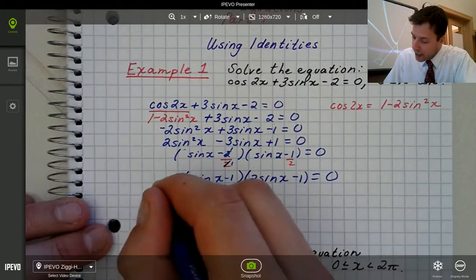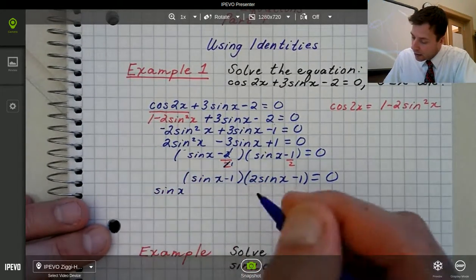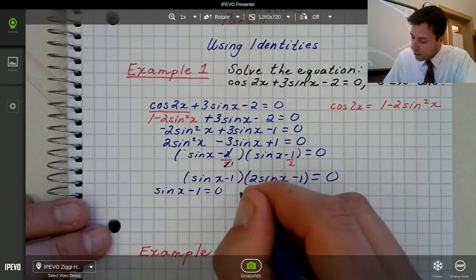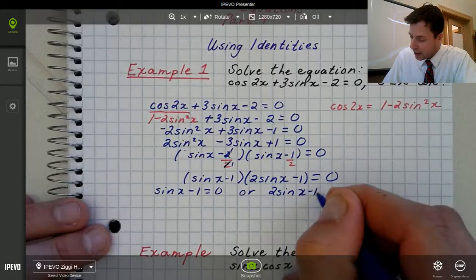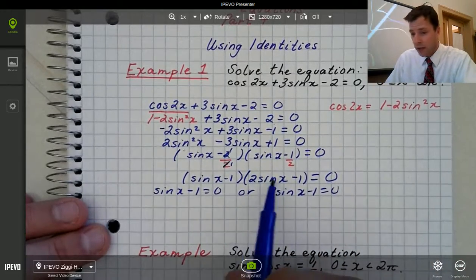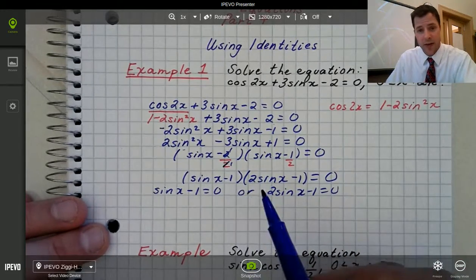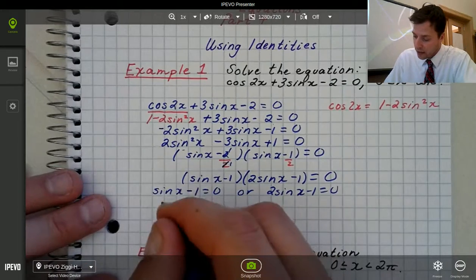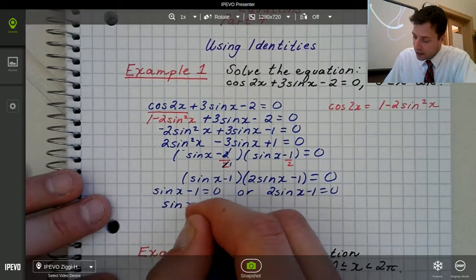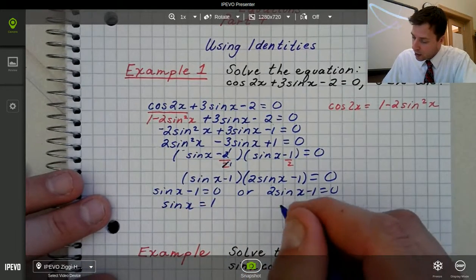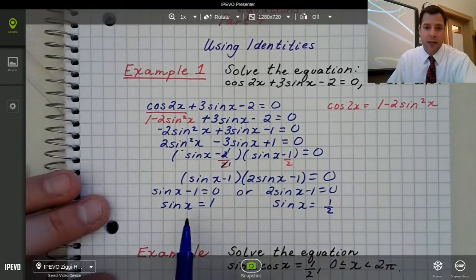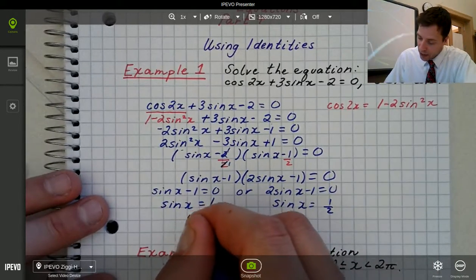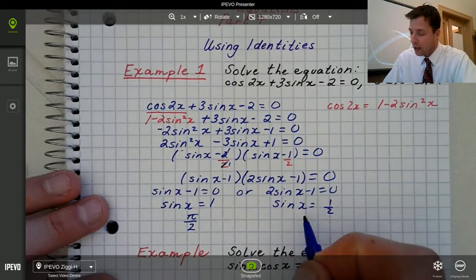So what we have now is sine of x minus 1 equals 0, or 2 sine of x minus 1 equals 0, because when you multiply 2 numbers together and their product is 0, one of them has to be 0. So where does sine of x equal 1, or where does sine of x equal 1/2? So what angle gives me a sine of 1? That's pi over 2. And that's it.